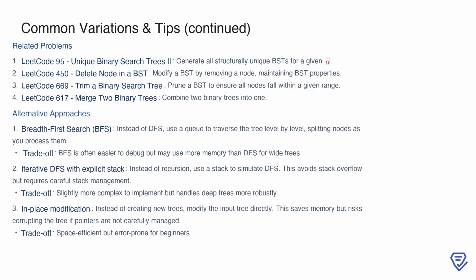Finally, in-place modification is another alternative. Instead of creating new trees, you modify the input tree directly. While this approach saves memory, it can be error-prone, especially for beginners, as it requires precise pointer management. Each approach has its trade-offs, so select the one that best suits the problem's constraints and your comfort level with implementation.